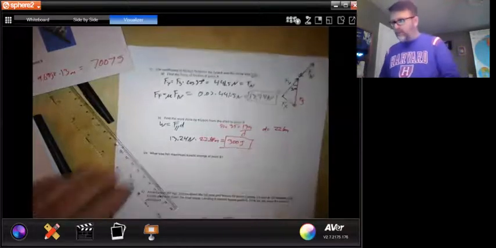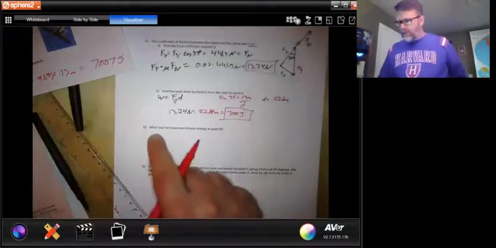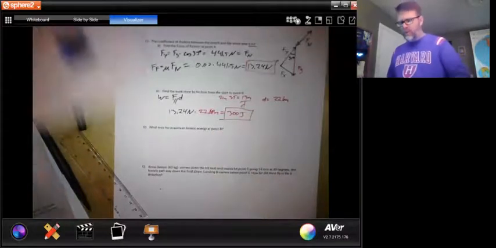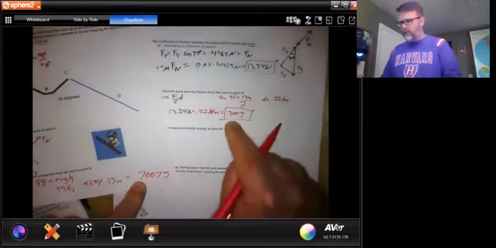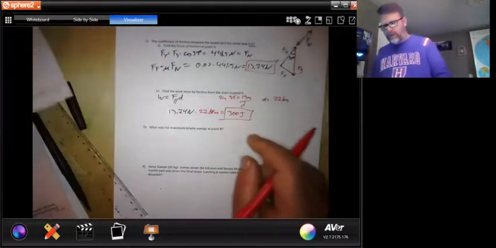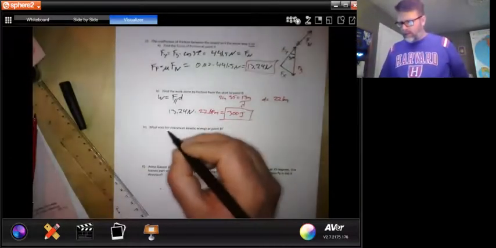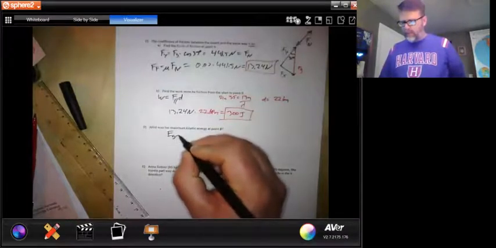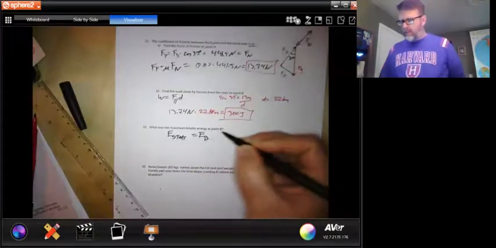Okay, all right. Next up, what was her maximum kinetic energy at point B? Okay, well, we know there were 7,000 joules, and we know she lost 300 joules. So we can do this fairly quickly. So we can say the energy at the start can equal the energy at B.